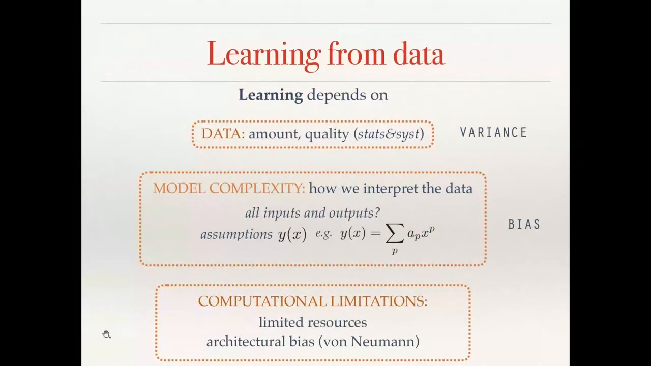So learning depends on the data, the amount of it, and the quality. And that in particle physics will be the amount of statistical and systematic errors that you have in your data. This, in the language of many machine learning reviews and so on, is called the variance of your data set. And the way you learn from this data depends on the model complexity that you have decided to put on it. So how do we interpret the data?